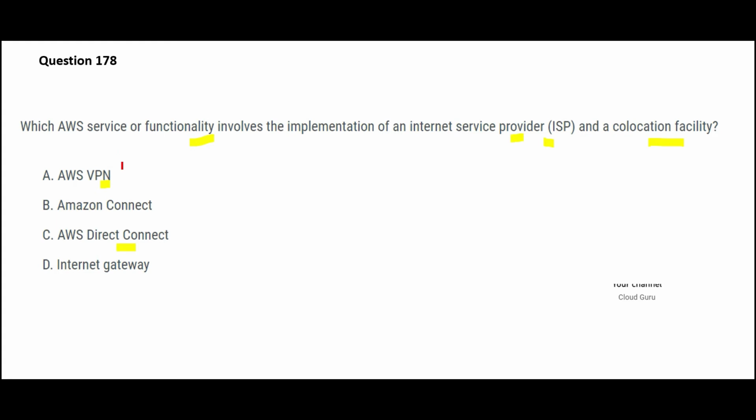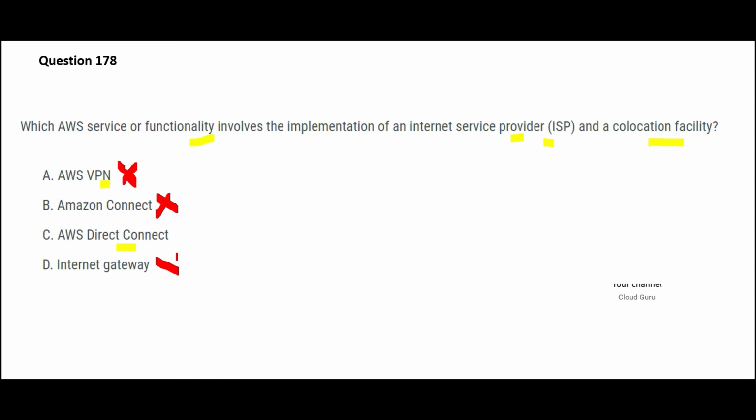So that is why I would say VPN will not work, because it is not about co-location and it is already using your existing internet service. Now, Connect is wrong, because it is used to connect to AWS support agents and managers. So in this question, we are not talking about agents and managers here. So that is totally wrong.